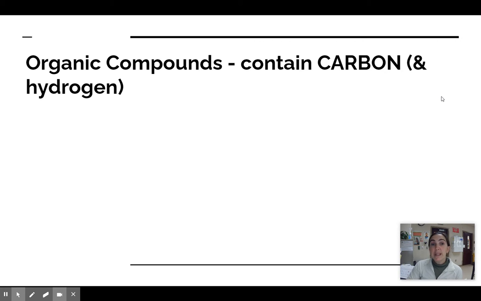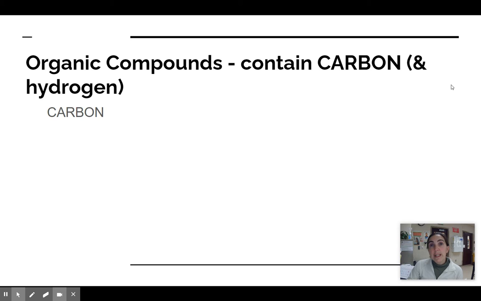The most important thing about an organic compound is that it contains carbon. They usually also contain hydrogen and oxygen, but carbon is the one that kind of defines an organic compound. The only reason to really remember that it includes hydrogen is that carbon dioxide is usually not considered an organic compound because there's no hydrogen.